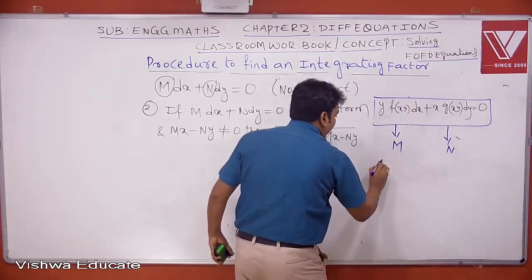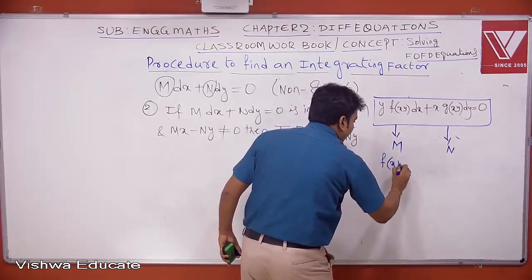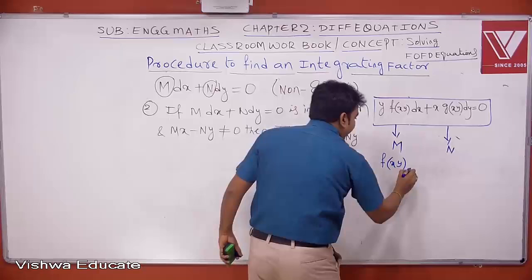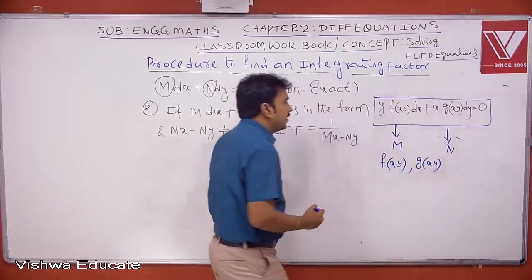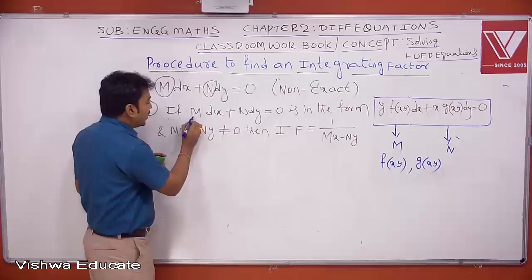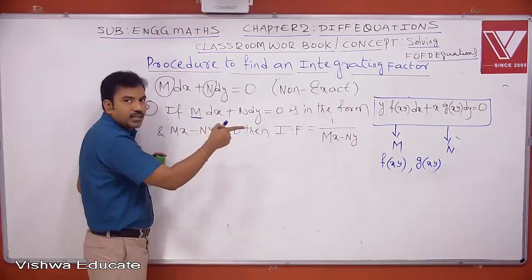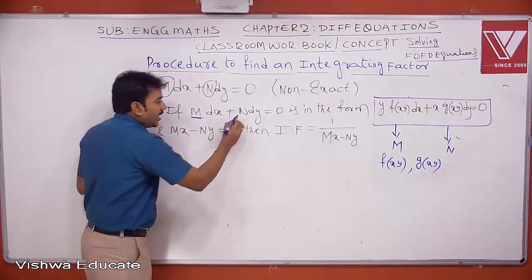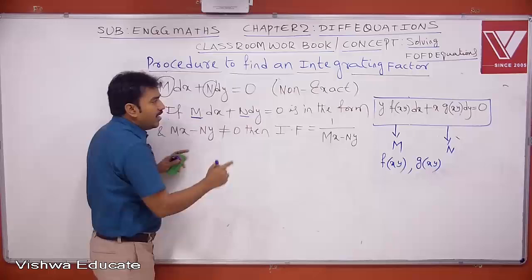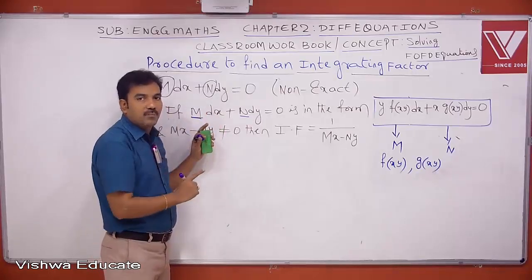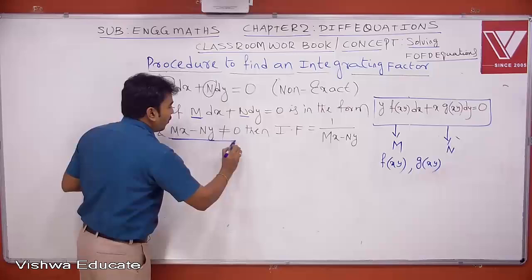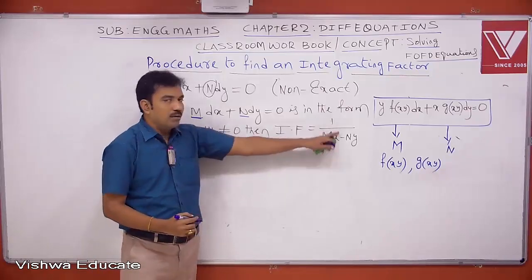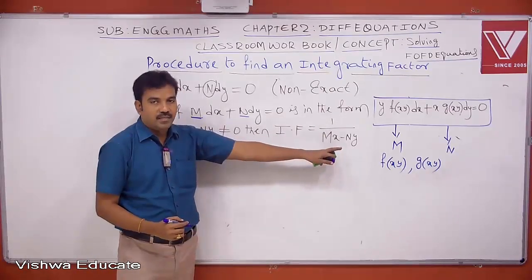What is f? F is a function in the single variable xy. Now even g is also a function in the single variable xy. So whenever m is written in the form y into function of single variable xy and n is written in the form x into function of single variable xy, and mx minus ny is not equal to 0, then integrating factor is 1 by mx minus ny.